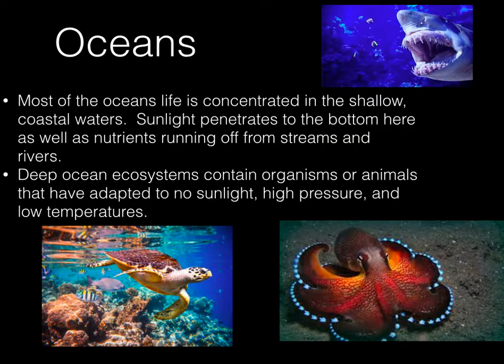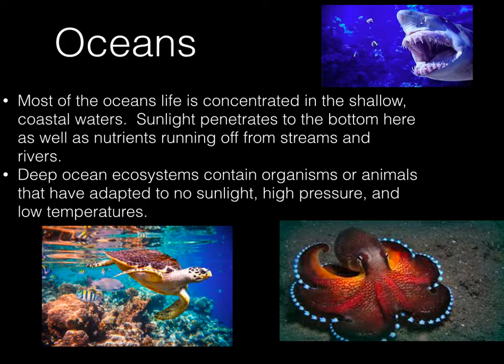Okay, so oceans. We have vast ocean ecosystems. Most of the ocean's life is actually concentrated in the shallow coastal waters, in these reefs or these marshes or these bogs, estuaries. This is where most of life occurs, and that's because there's an abundance of sunlight, and so there's an abundance of nutrients as well. So sunlight can penetrate to the bottom here, and nutrients are running off from streams and rivers into these places and settling into the bottom of these estuaries or these shallow waters.